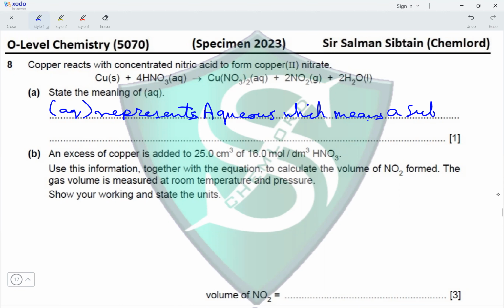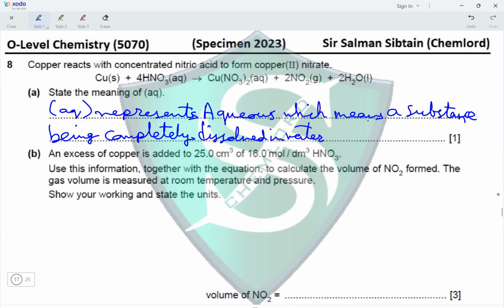a substance being completely dissolved in water forming a solution. So anything that is aqueous is a solution of that particular substance.